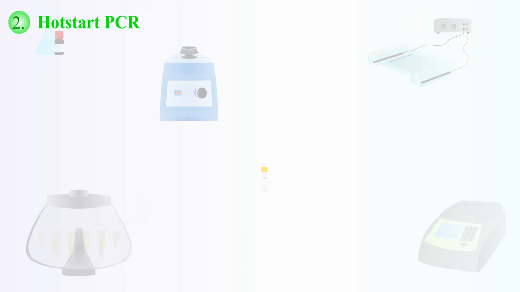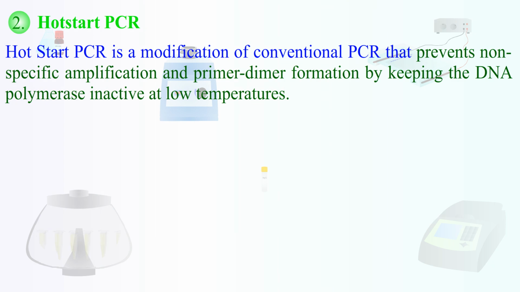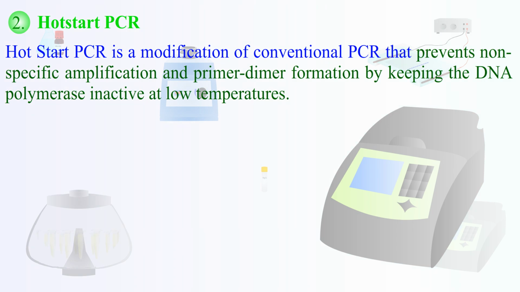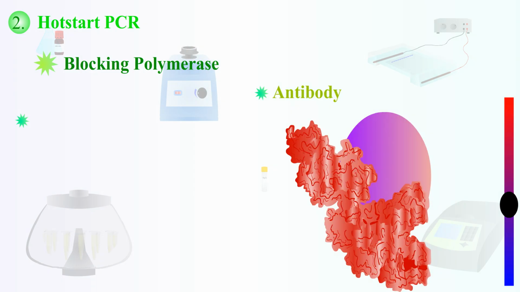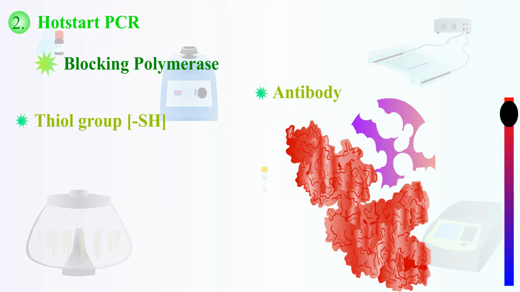2. Hot start PCR. Hot start PCR is a modification of conventional PCR that prevents nonspecific amplification and primer-dimer formation by keeping the DNA polymerase inactive at low temperatures. In regular PCR, primers can bind to non-target regions at room temperature, leading to unwanted amplification. Hot start PCR avoids this by keeping the polymerase inactive until the reaction reaches the denaturation step. It can be done by using an antibody to block the polymerase, which will be removed by high temperature during denaturation. Or the polymerase can be covalently blocked using a heat-labile blocking group, like a reversible thiol group.